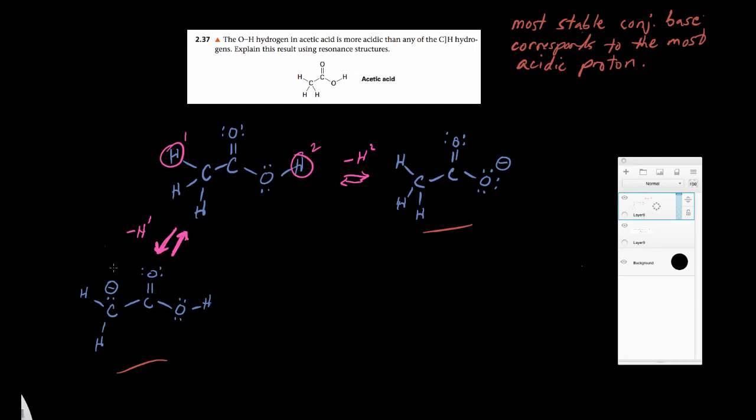Well, for one thing, you have a negative charge here. The negative charge in this case is on carbon, whereas here the negative charge is on oxygen. Which of these atoms is more electronegative? Oxygen is farther to the right in the second row than carbon, so it's more electronegative. Therefore, it can handle a negative charge better than carbon. Therefore, a negative charge on oxygen is more stable than a negative charge on carbon.